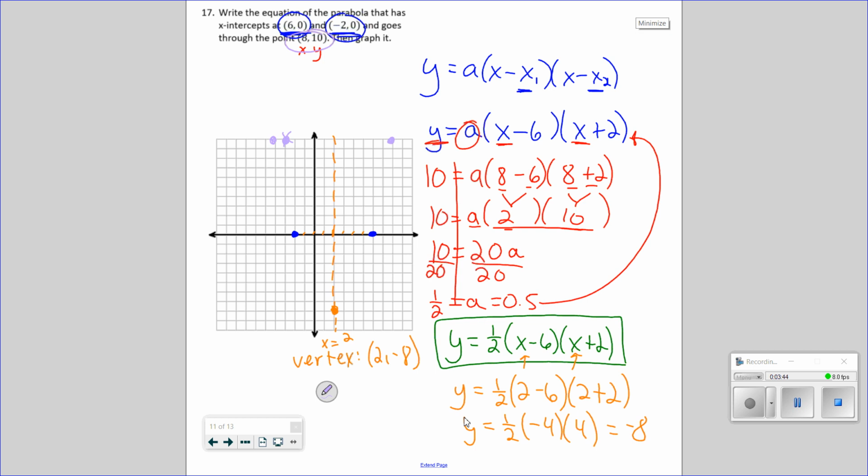And then we can use our a value to get other points. Otherwise, I have 5 points from my parabola, so I can connect. And that's how you write the equation and graph.